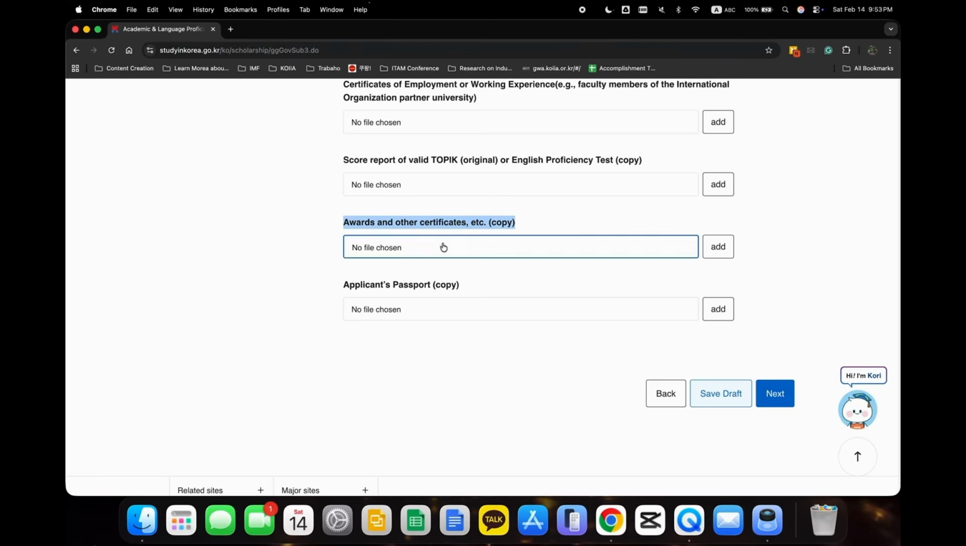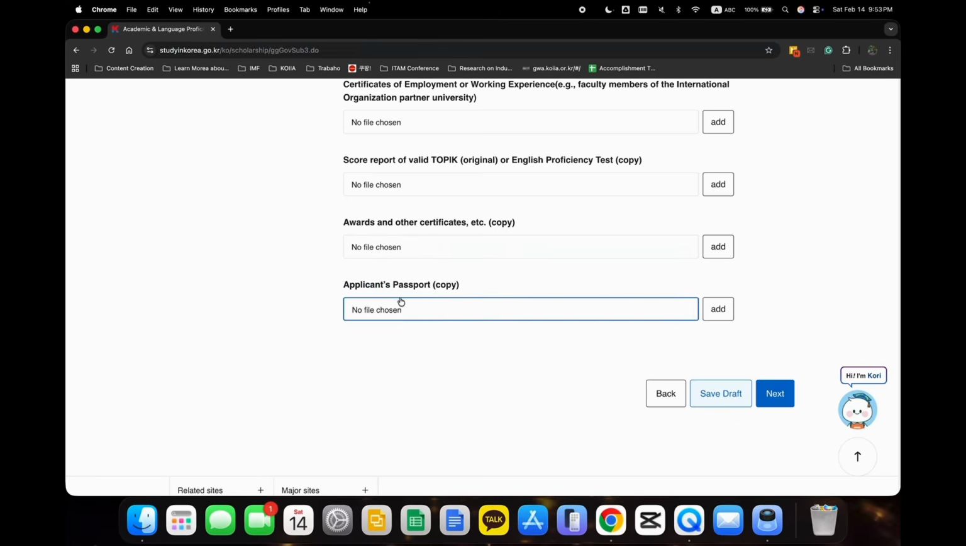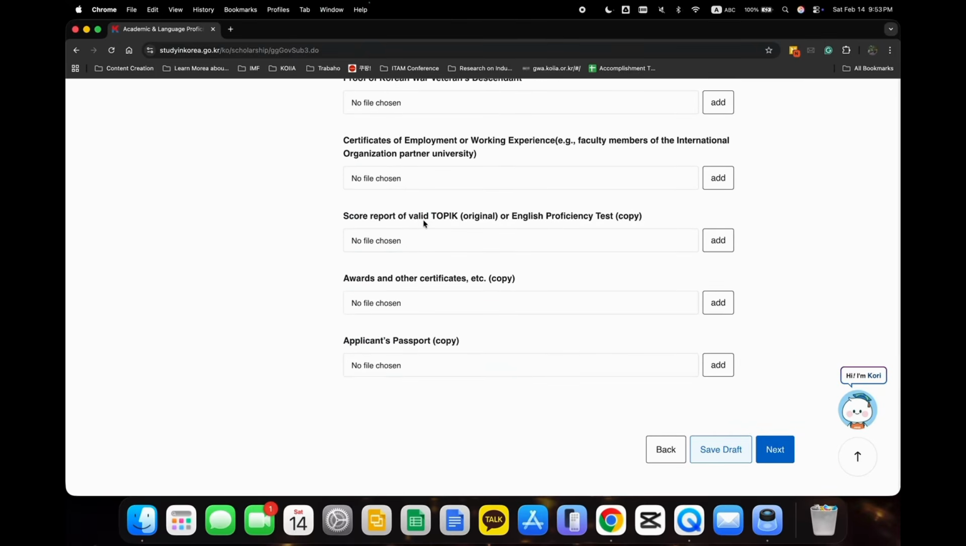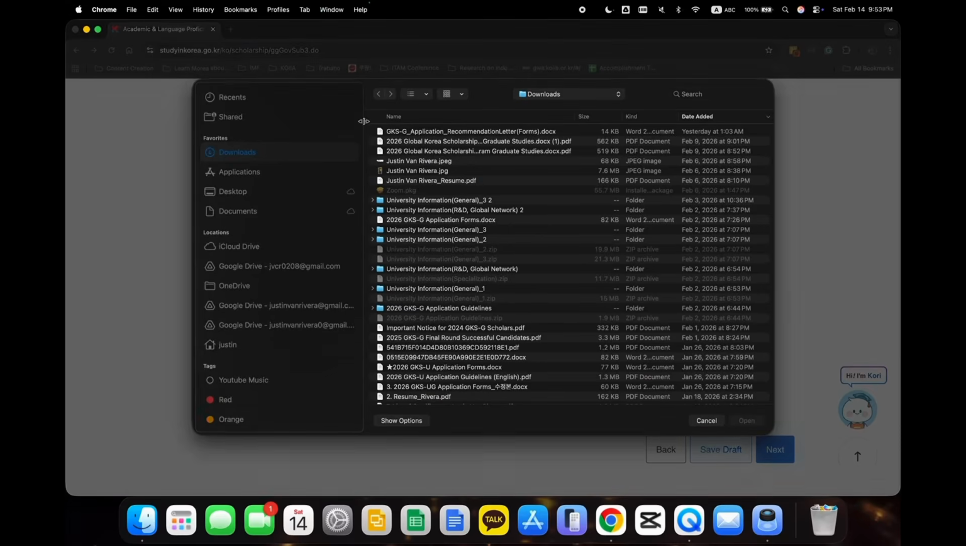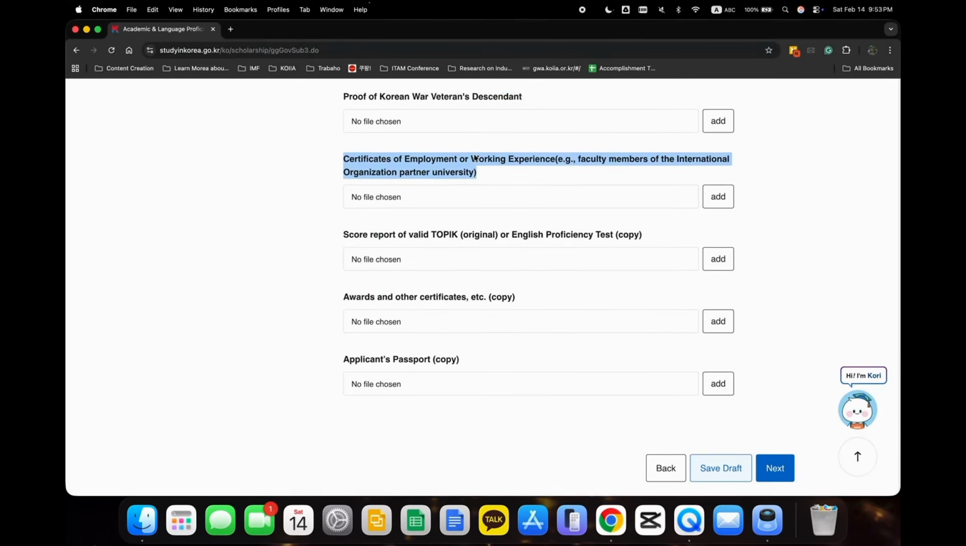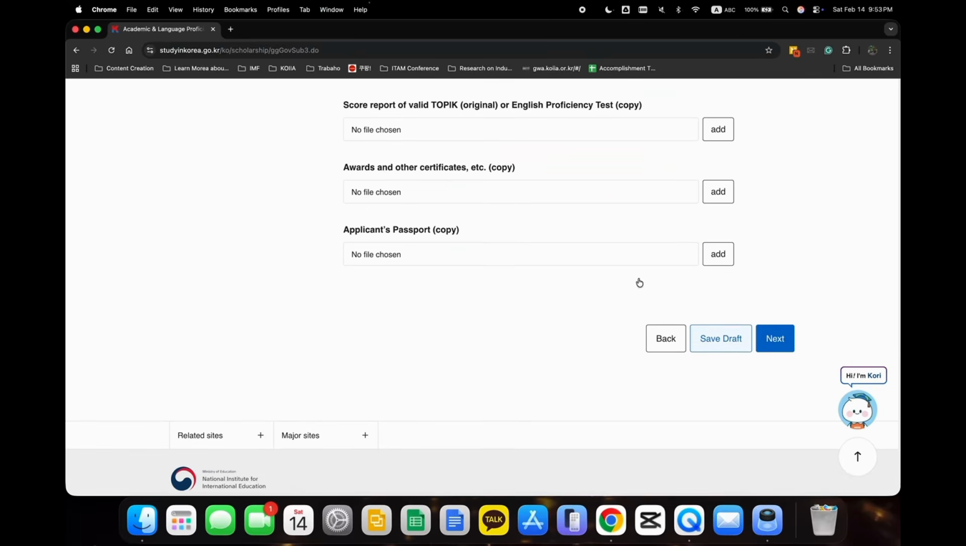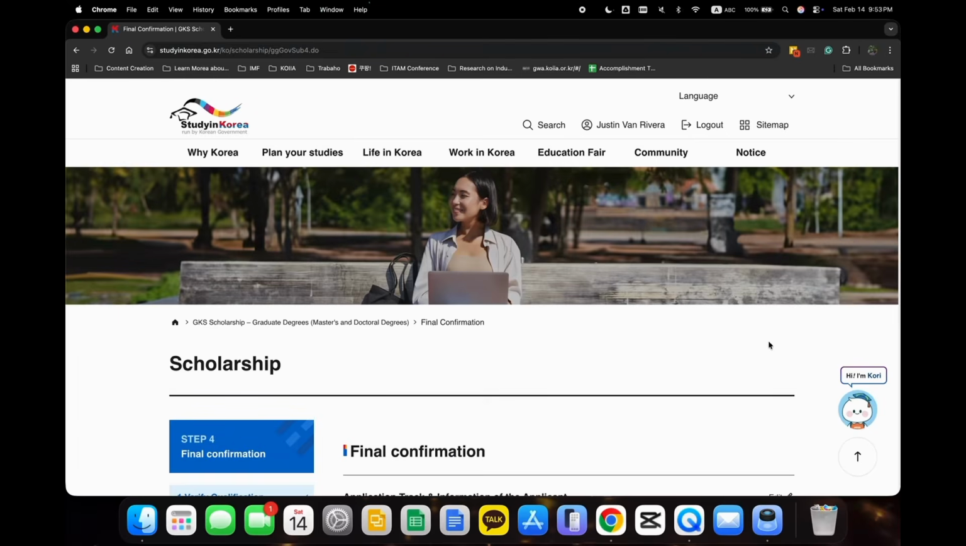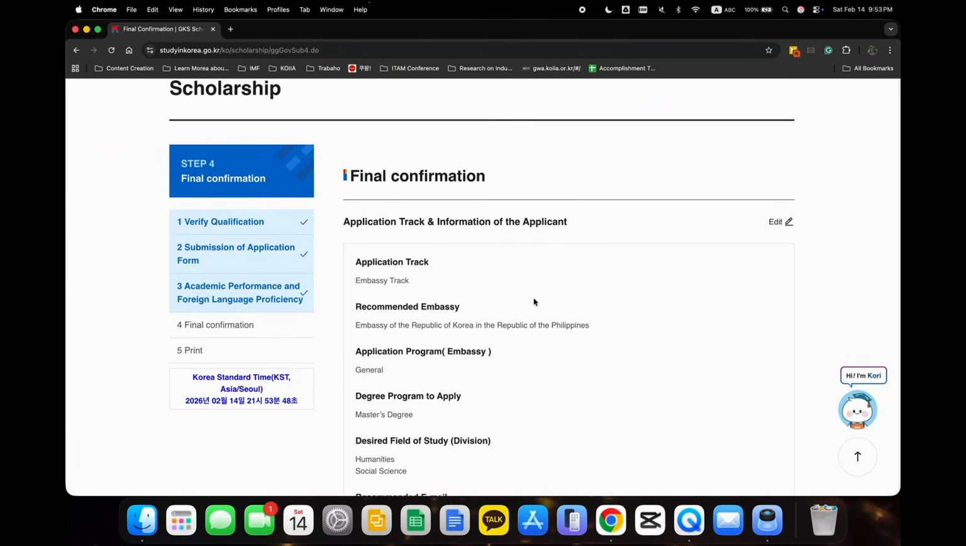Awards and certificates don't need to be apostilled. Even if they're photocopies, it's perfectly fine. Now, for the applicant's passport, you can indicate your passport if you have it, and also your TOPIK certificate if you have it. I always suggest checking all this information. For the certificate of employment, if it's not for you, don't use it. Don't submit anything. Save draft and move to the next round.